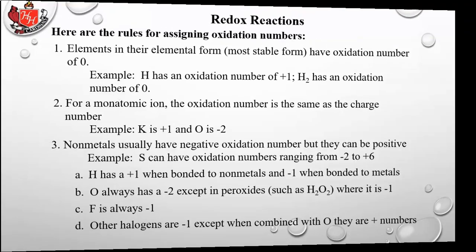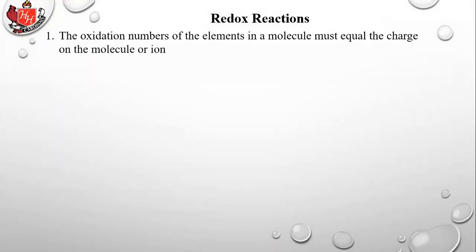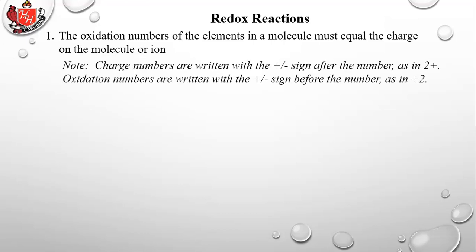And here are the rules for assigning oxidation numbers. Okay, so the oxidation numbers of the elements in a molecule must equal the charge. So if it's an electrically neutral molecule, then the plus and minus would have to match up. If it was a charged ion, for example, a negative ion, then you would have a 1 plus and a 2 minus, for example. That would give you a -1 for the overall molecule. So they must equal whatever charge is on that molecule.